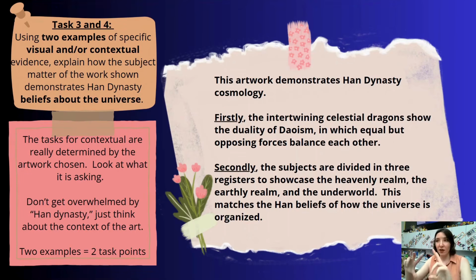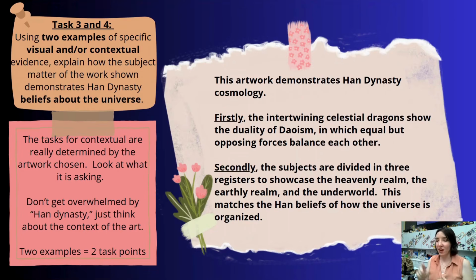So I start with kind of a sentence starter. This artwork demonstrates Han Dynasty cosmology. I could also say beliefs about the universe. That just helps me get started in thinking. Then my evidence. Firstly, the intertwining celestial dragons show the duality of Taoism, in which equal but opposing forces balance each other. So I'm talking about that whole yin-yang thing, but seen in the dragons. I added the word celestial in there just in case it's like dragons aren't real, so I'm saying that they're heavenly and magical, but we're not using the word magical.